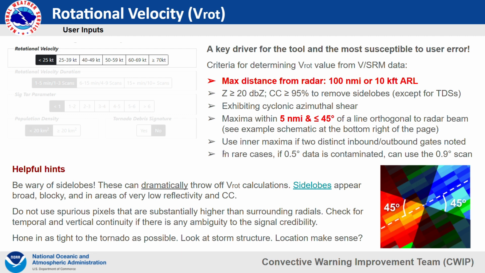Other minor notes, if there were two maxima observed, then we would use the inner maxima. And also in rare cases, if the half-degree data was contaminated, you could use the 0.9-degree scan in its place. Again, some helpful hints for determining VROT.